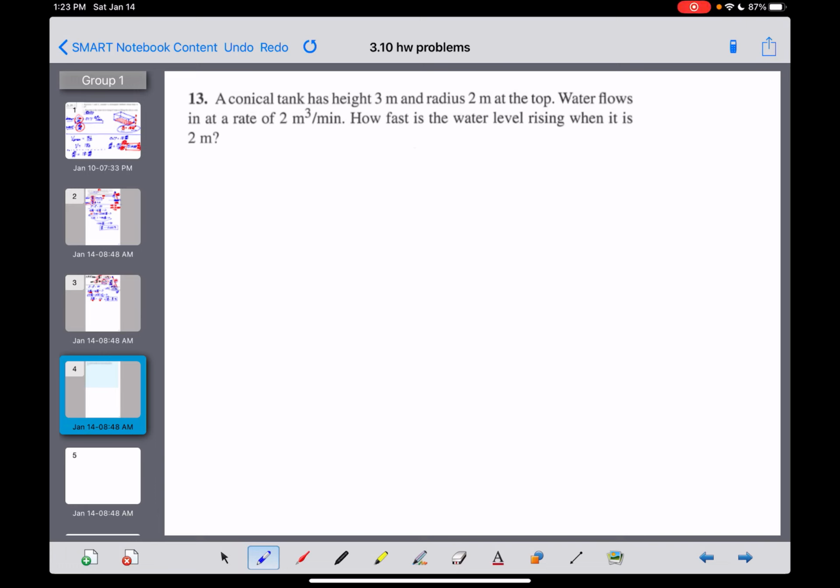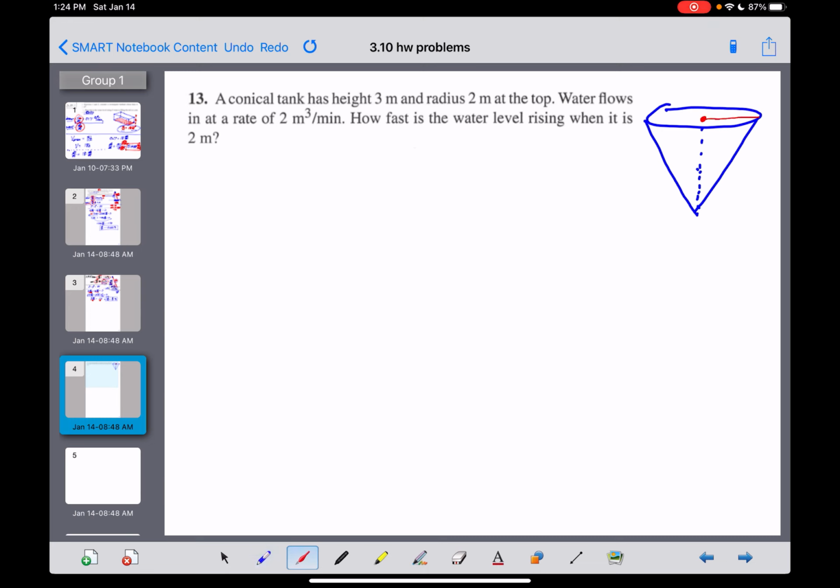Problem number 13 here is really similar to one that we did in our notes in 3.10. You're dealing with a conical tank with a height of 3 and a radius of 2. Now a radius of 2 actually means we have a diameter of 4, which means this tank might look something like that if I was trying to get the ratio of things right, but of course that doesn't matter all that much.